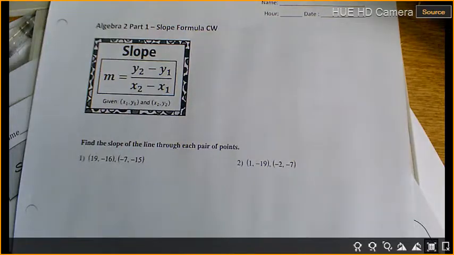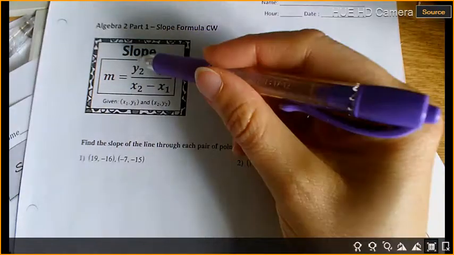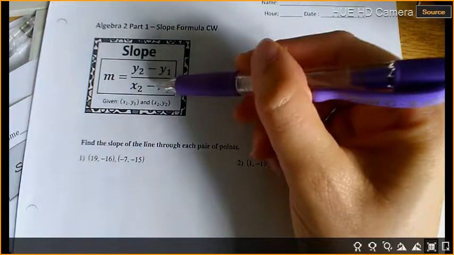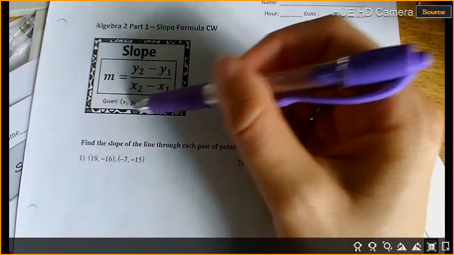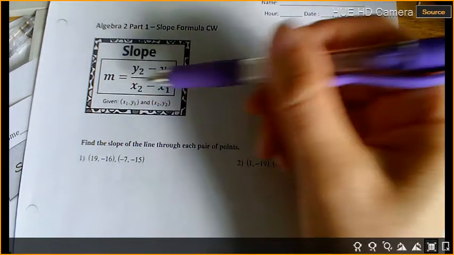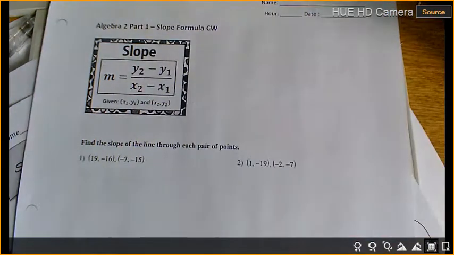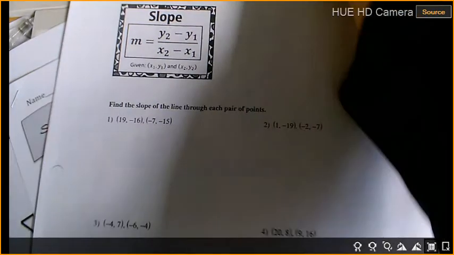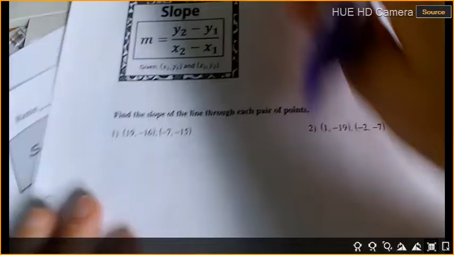We're looking at slope again, guys. So we have our slope equation up here, y2 minus y1 over x2 minus x1. And when we have 2 points, we list it as x1, y1, x2, y2. So we've been identifying slope a lot and the y-intercept. So now we're going to use this to do the slope equation.